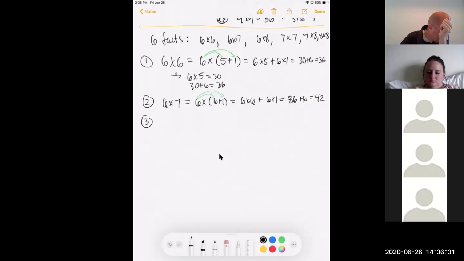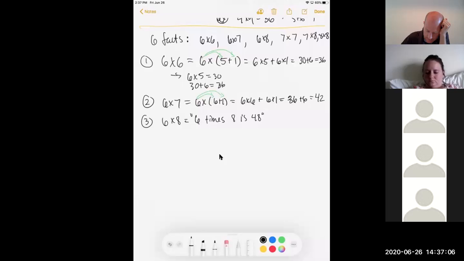Next one is 6 times 8. What do you guys think about that one? How could you memorize that, or how can you derive it? I used to use the chant like 6 times 8 is 48. Good. That's what I do.